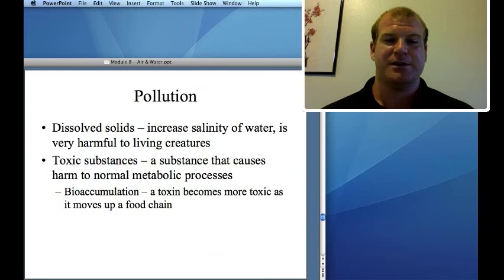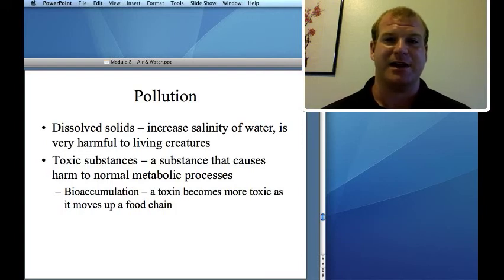And pollution, so how can water pollution happen? So dissolved solids, so increasing the salinity of water, the amount of salt water has, that can be harmful for living creatures, fish and plant life. And toxic substances, so what is something that's toxic? Toxic means a substance that causes harm to a normal metabolic process. So that's the definition of toxicity.